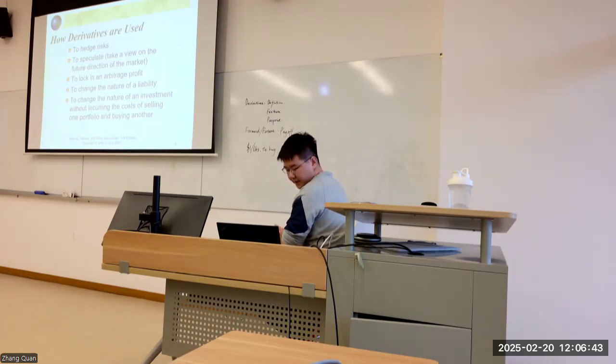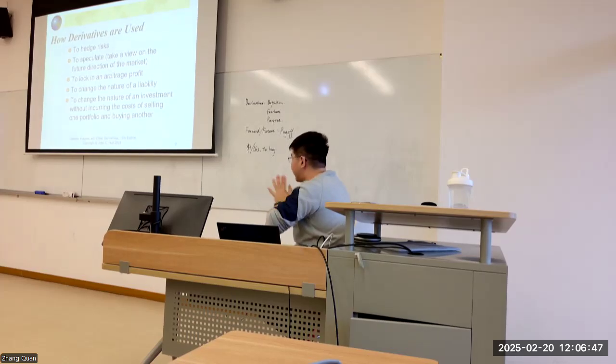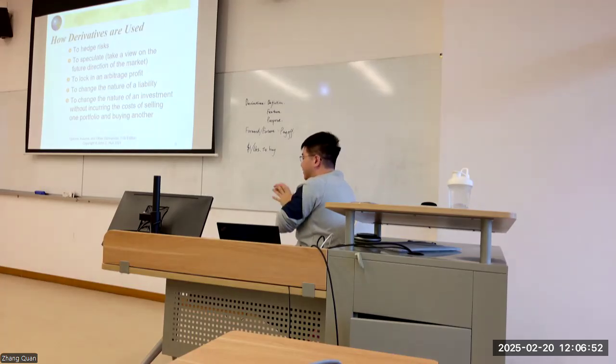Okay, so coming to the usage of derivatives, we have 5 bullet points here. For the fourth and fifth, we want to talk about them when we come to specific capital cost. Like the first point, to change the nature of liability, this is primarily done by interest rate swaps. And to change the nature of an investment, this is primarily done by valuing options with underlying assets.